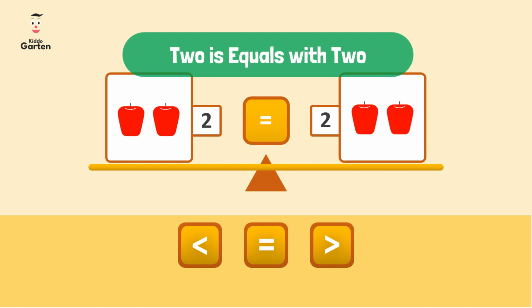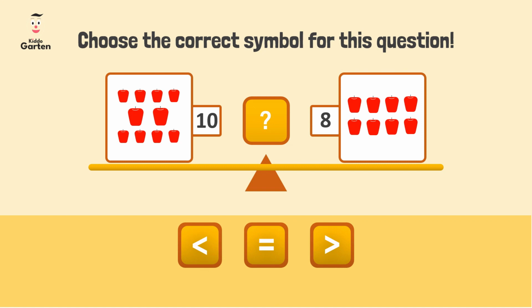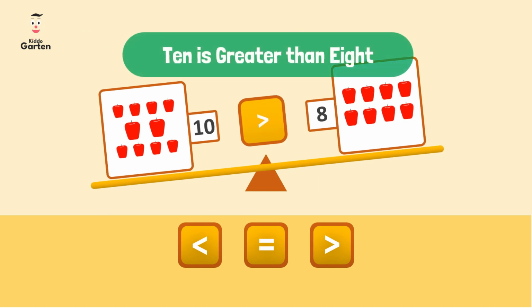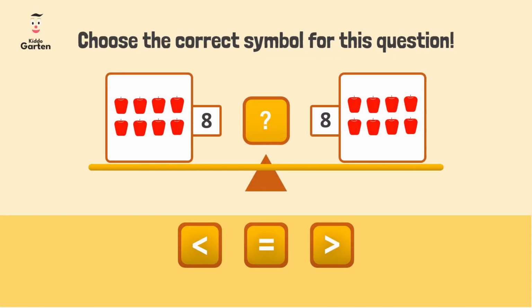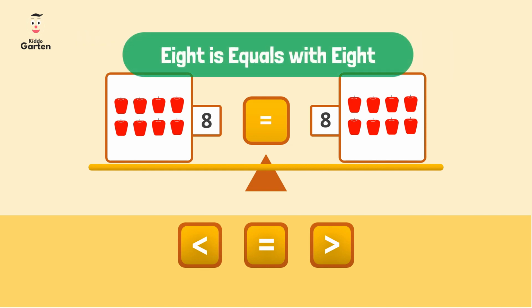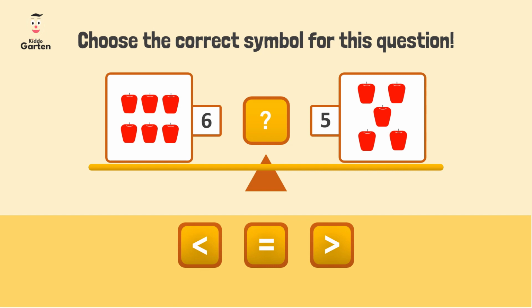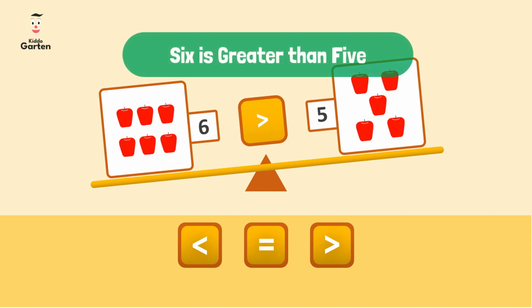2 is equals with 2. Could you guess it? Ten is greater than 8. Eight is equals with 8. Six is greater than 5. Perfect choice.